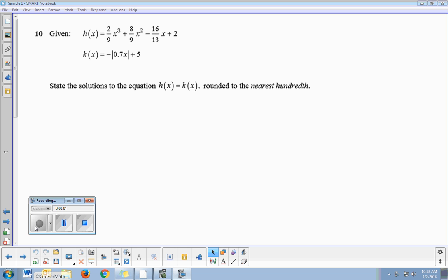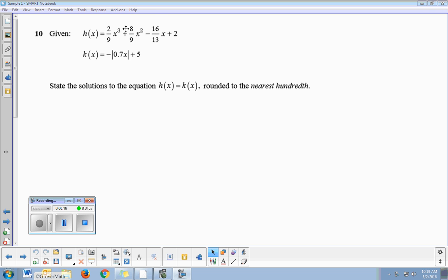Algebra 2 Regents, sample question number 10. Given h of x and k of x, state the solutions to the equation h of x equals k of x. Round to the nearest hundredth. These are some pretty ugly looking functions right here.